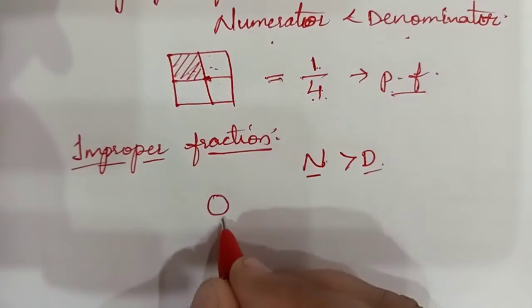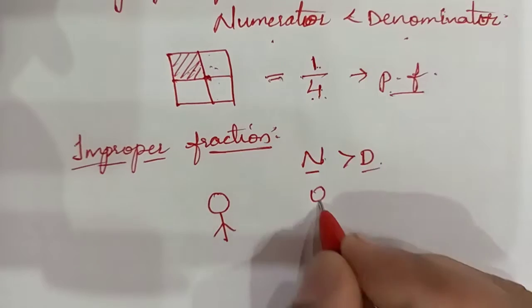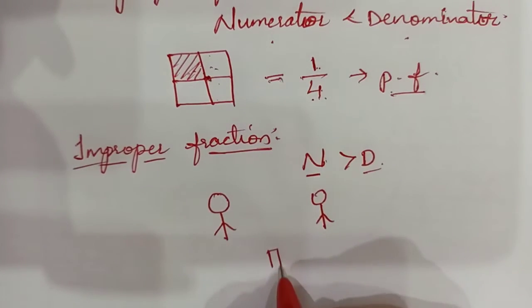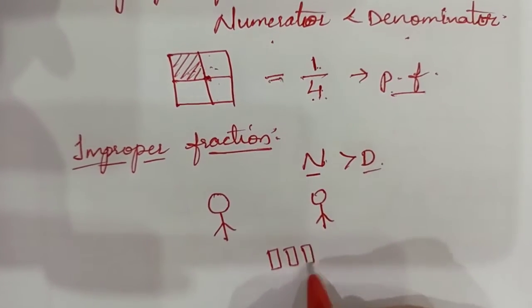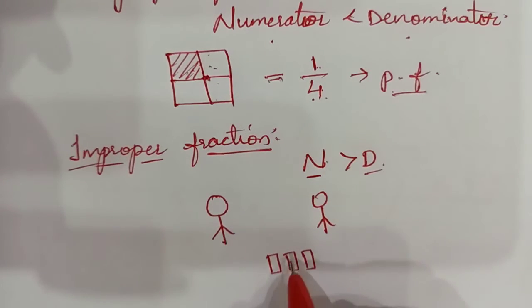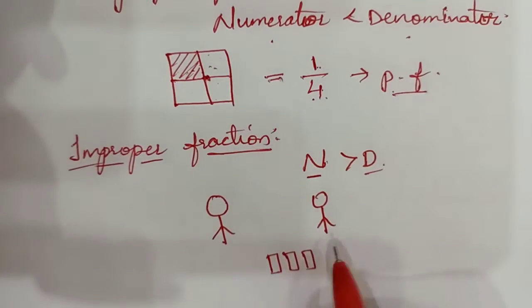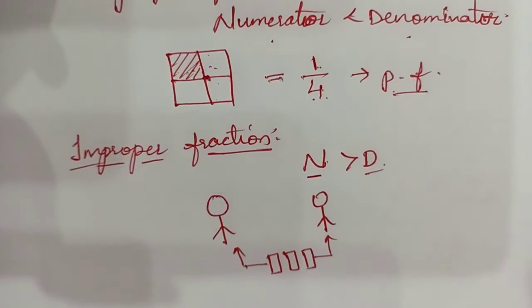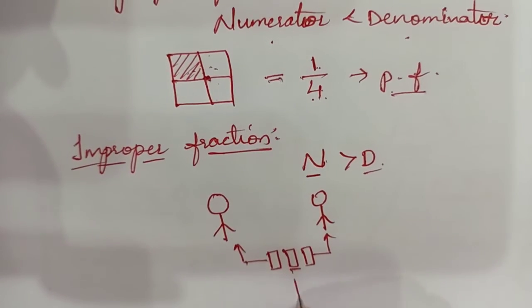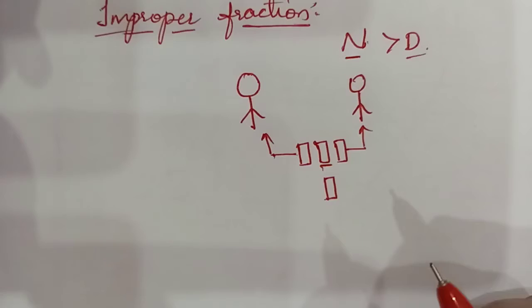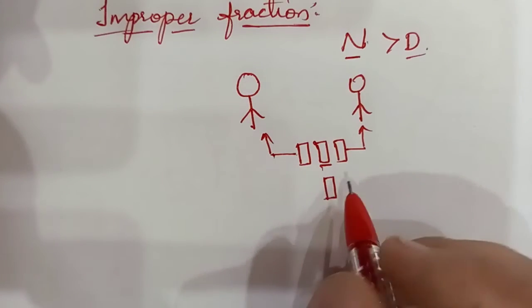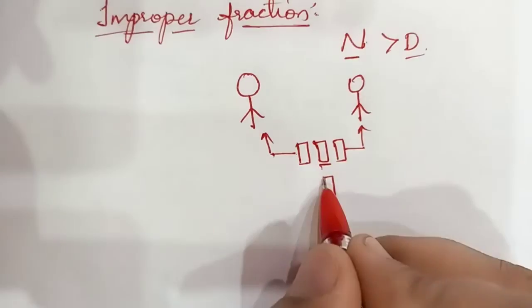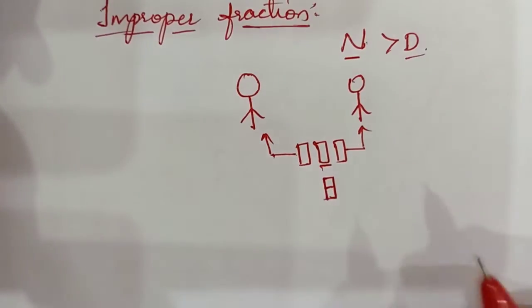Suppose you have two children, and you have three chocolates with you, and you need to distribute them equally. How are we going to distribute? One chocolate for the first child, one for the second child. Now the remaining is one chocolate. So how are we going to make equal parts from this chocolate? You are going to make it into two equal halves.